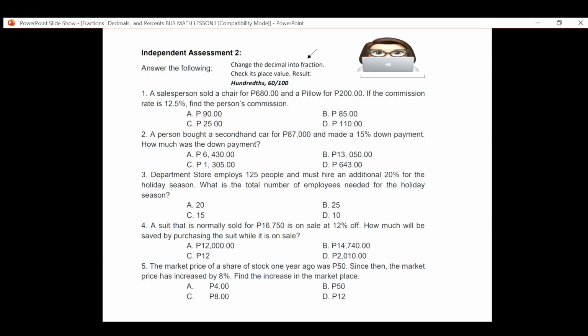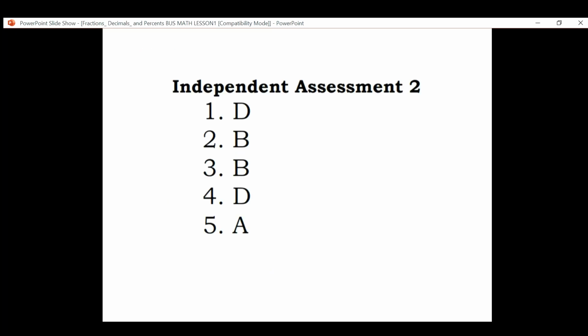So that's all for today for our practice exercises. So you can find this one in your module. So try to answer this. Or you can pause this video if you don't have the copy of your module. So you can pause the video and answer it, and then later I will reveal the answer. Use a calculator class in solving this. So I want you to get used to using the calculator in computations. Okay, so the answer is this one.